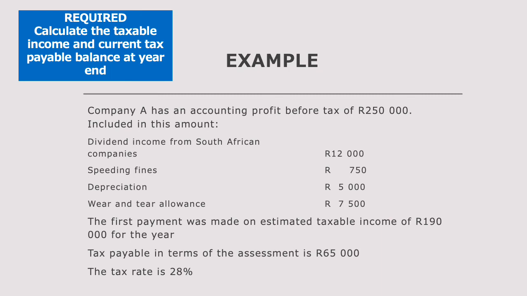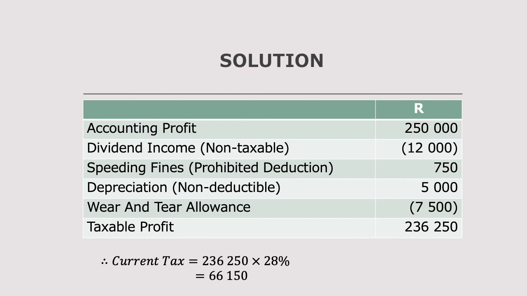The first provisional tax payment was made based on an estimated taxable income of 190,000 Rand for the year. Tax payable in terms of the assessment is 65,000 Rand, and the tax rate is 28%. Once again, our starting point is to calculate the current tax for the year, and in order to do that, we need to calculate taxable income.